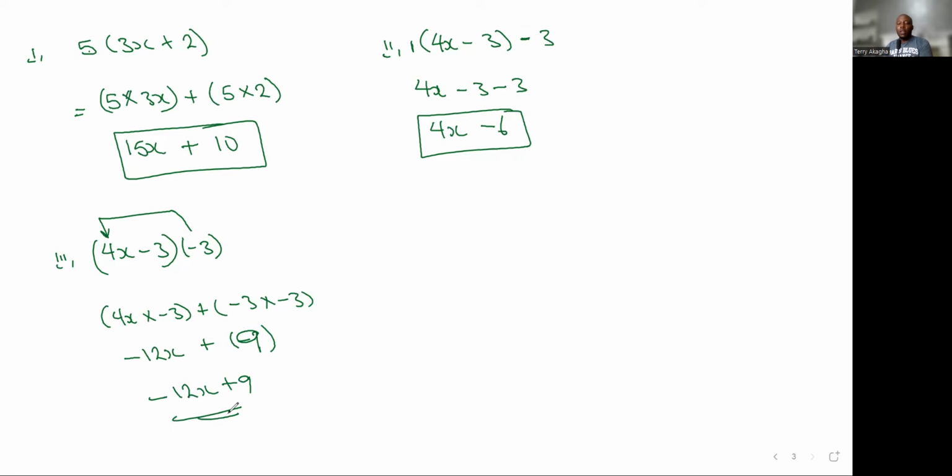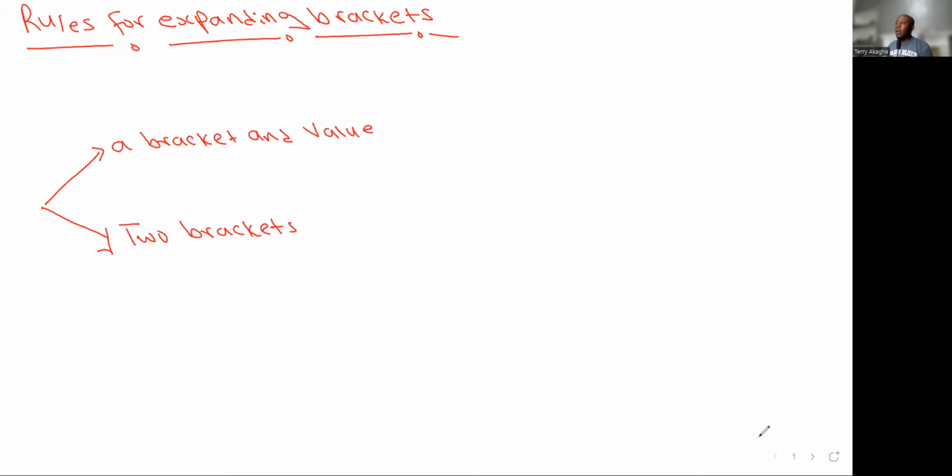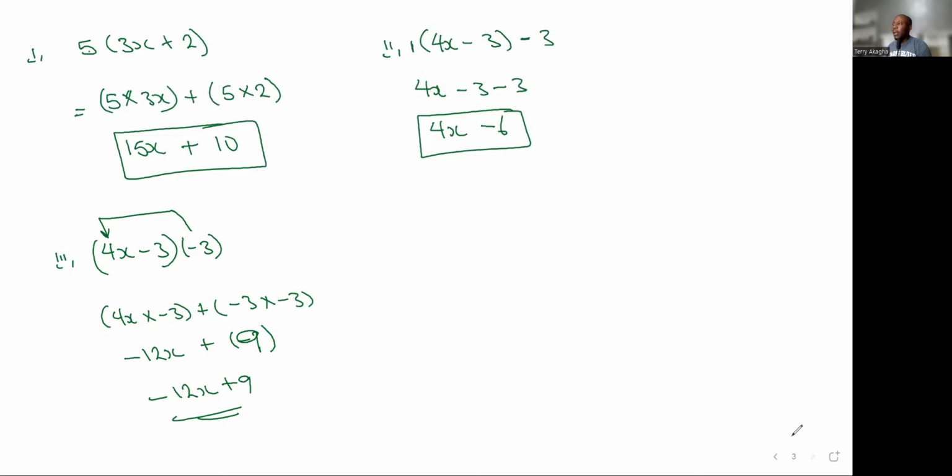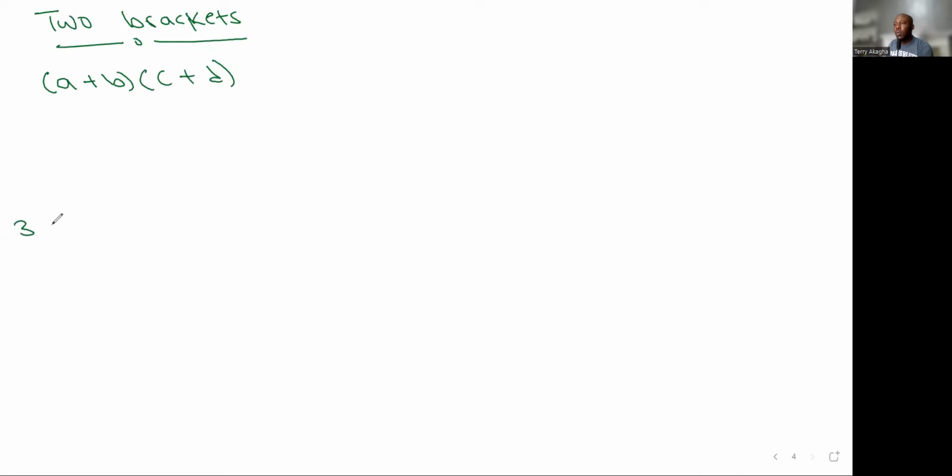All right. Good. So in the beginning, I talked about that we have two concepts, a bracket and a value, and we've done that. Now, when you have two brackets with elements in both brackets, how do you do it? So now the next concept is when you have two brackets, all right? We have two brackets that we want to solve. So in the case of something like A plus B multiplied by C plus D, regardless of the sign, all right? So we have 3 rules for this as well.